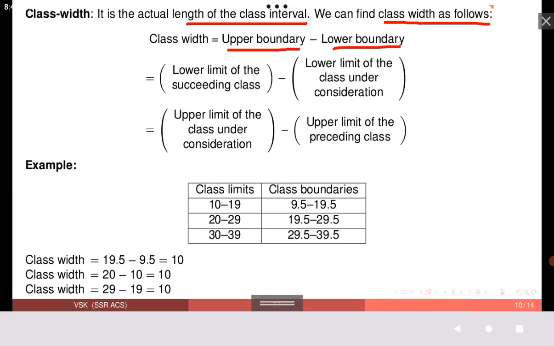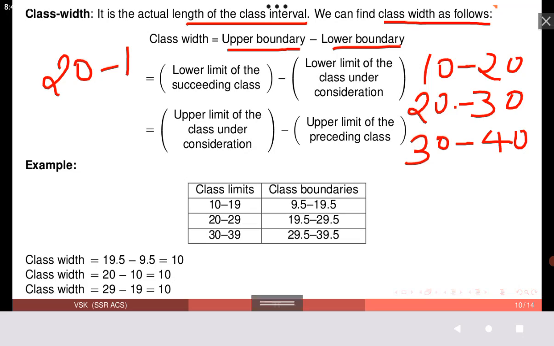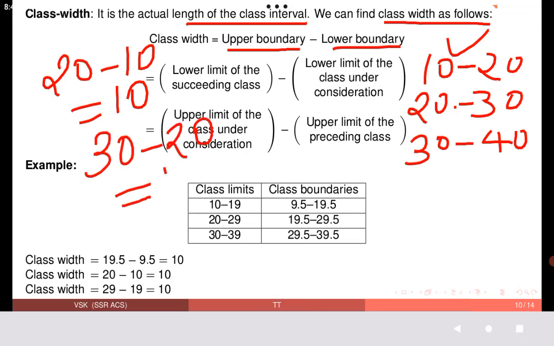Now it is in the exclusive method, that is 10 to 20, 20 to 30. It is written in exclusive form. So what will the class width be? Class width will be 20 minus 10, so it will be 10. So class width is 10 for this. For the second also, 30 minus 20 will be 10. So in case of exclusive method, it is just the upper limit, or upper boundary, minus the lower boundary.